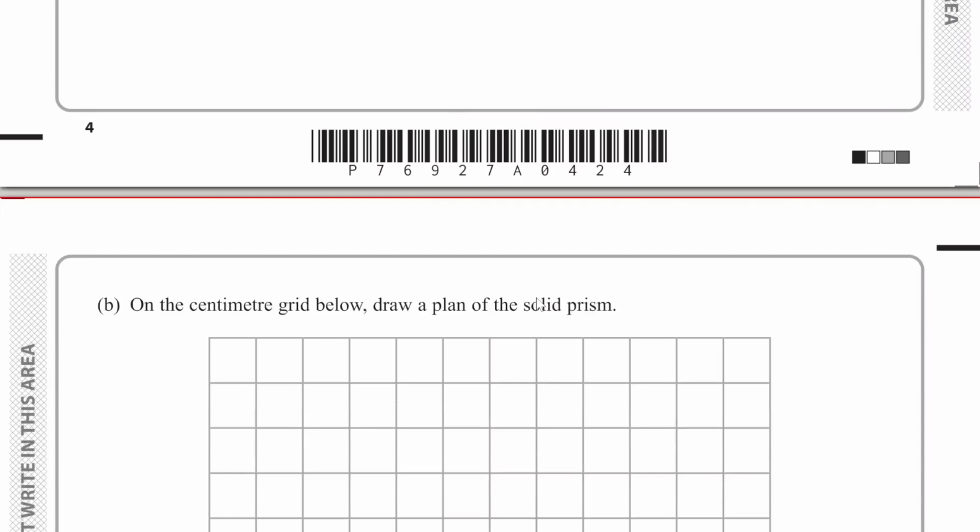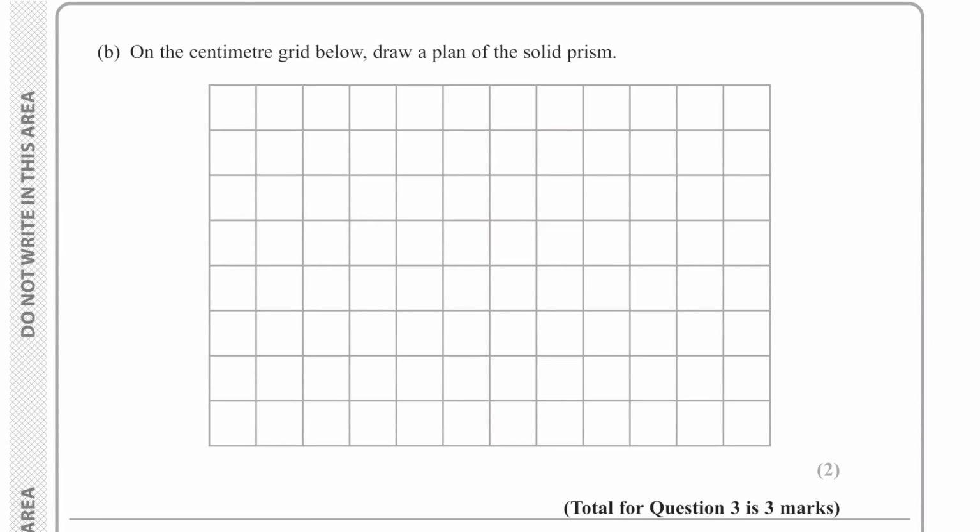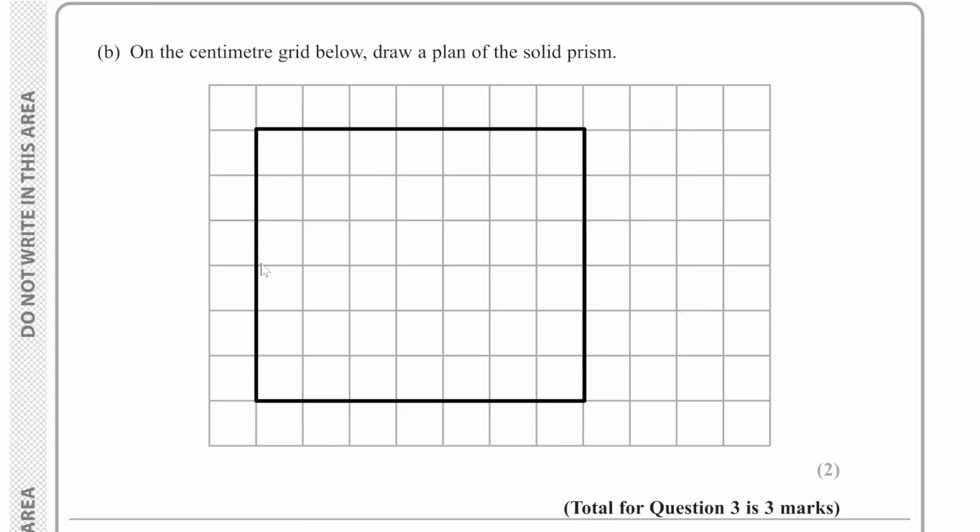So let's draw it. 1, 2, 3, 4, 5, 6. 1, 2, 3, 4, 5, 6, 7. A straight line down the middle. Like so.